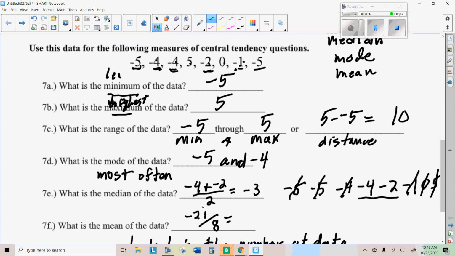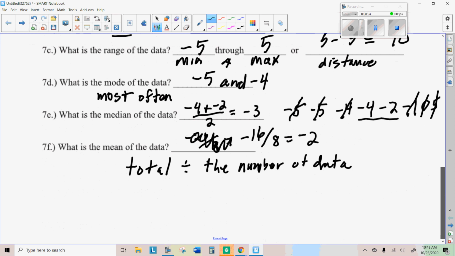Okay, so it's -21 plus the positive numbers, which are 5, and the 0 isn't going to make a difference, is it? So I have -21 plus 5 is -16, divided by 8 equals -2. All right.